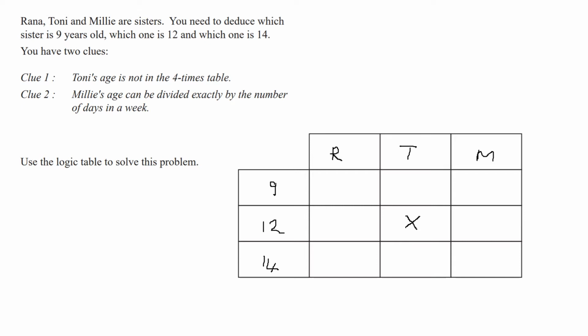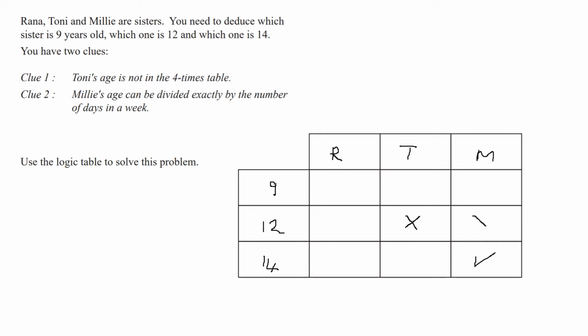Millie's age can be divided exactly by the number of days in a week. So the number of days in a week is 7. And out of our 3 ages, the only number that can be divided exactly by 7 is 14, because 14 divided by 7 is 2. So we know that Millie is 14. So we can put a tick in that box.